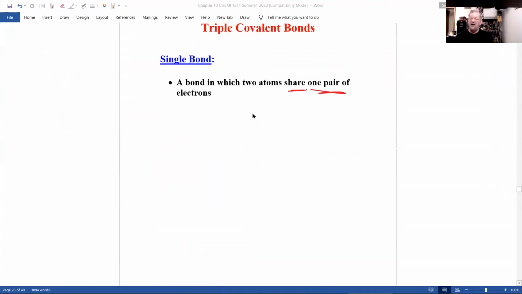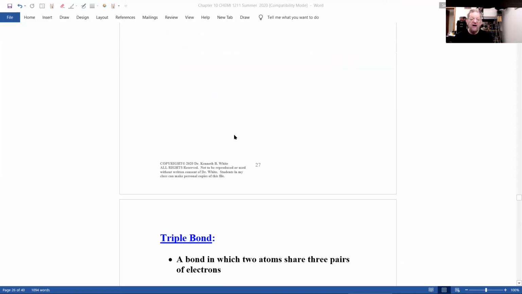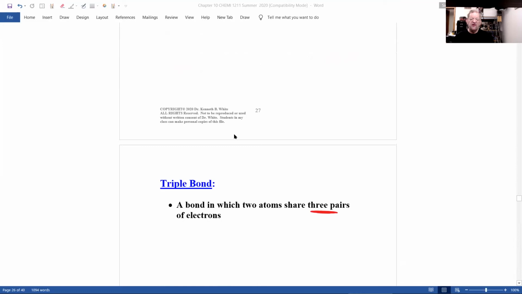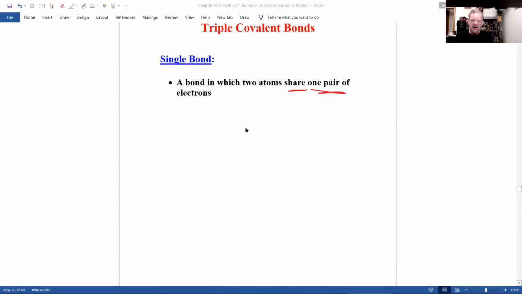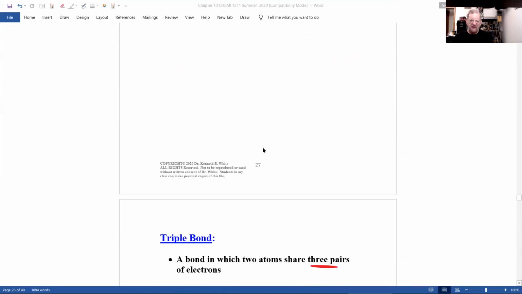First one, single bond, you should know that's sharing one pair of electrons. Next one, double bond. You're sharing 2 pairs of electrons. And the last one, a triple bond. And there you're sharing 3 pairs of electrons. Single bond, everybody together, single bond, so I can hear you in my office. Louder, single bond, double bond, triple bond.